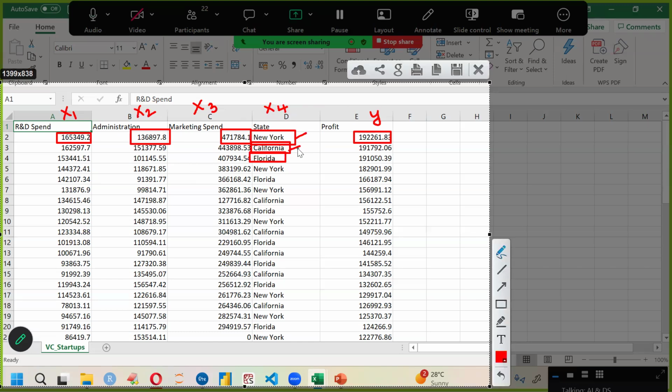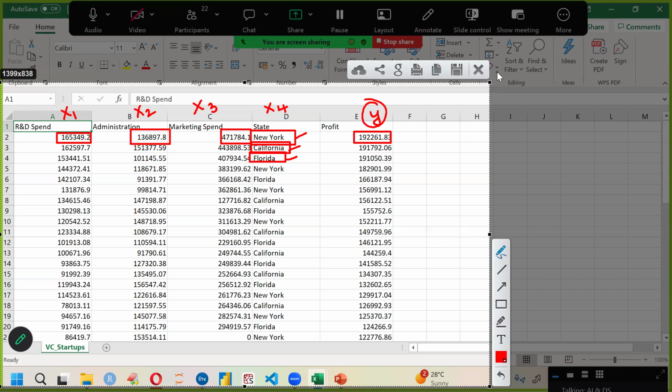Because companies in New York may get a different profit, companies in California may get a different profit, and companies located in Florida may get a different profit, because it depends upon the cost, how much they have invested to set up the company over there and what profits they are getting. So even the location is influencing the profit. That is what you need to understand here. So we have one dependent variable and multiple independent variables. This data set is an example of multiple linear regression. Okay, so that is the thing.